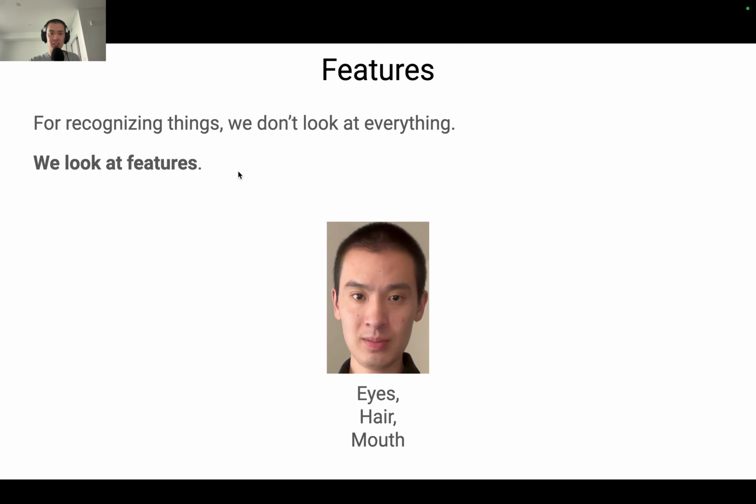For recognizing things, we don't look at everything or every pixel. We look at features. You can probably tell that this is a picture of me, a human face, not because your eyes are scanning every single little pixel in this picture, but because you can notice the hair, the forehead, the eyes, the nose, the mouth. Your brain notices these features quite quickly and can tell this is a picture of a face. So yeah, some common features that you'll recognize are eyes, hair, and mouth.